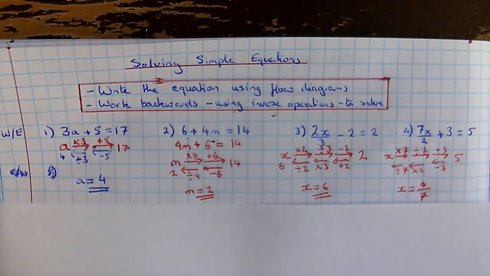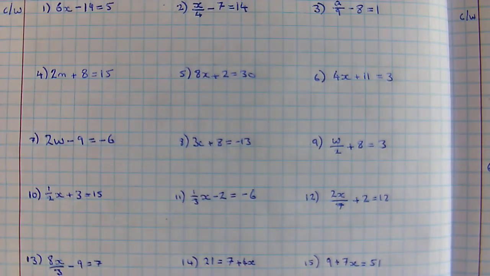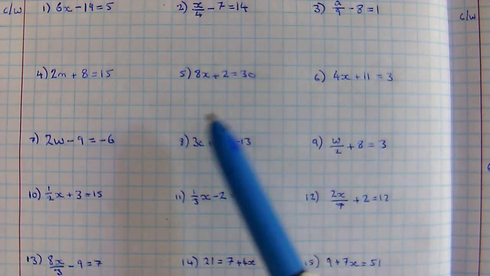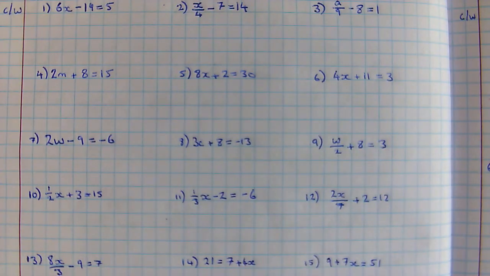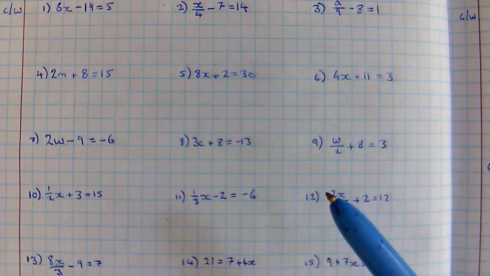Okay, pause the video, make sure that you've got down those 4 worked examples, and then once you're ready, press unpause and we can go on to the questions. Okay, so here are 15 questions for you to try. For questions 4 and 5, you're going to end up with a fractional answer. Just make sure you simplify that and give it in its simplest form.